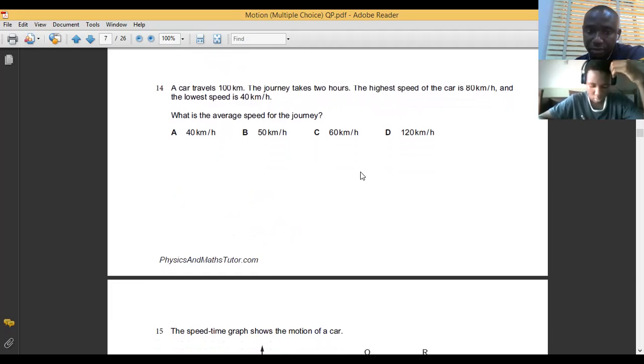Number 14. A car travels 100 kilometers. The journey takes 2 hours. The highest speed of the car is 80 kilometers per hour, and the lowest speed is 40 kilometers per hour. What is the average speed for the journey?